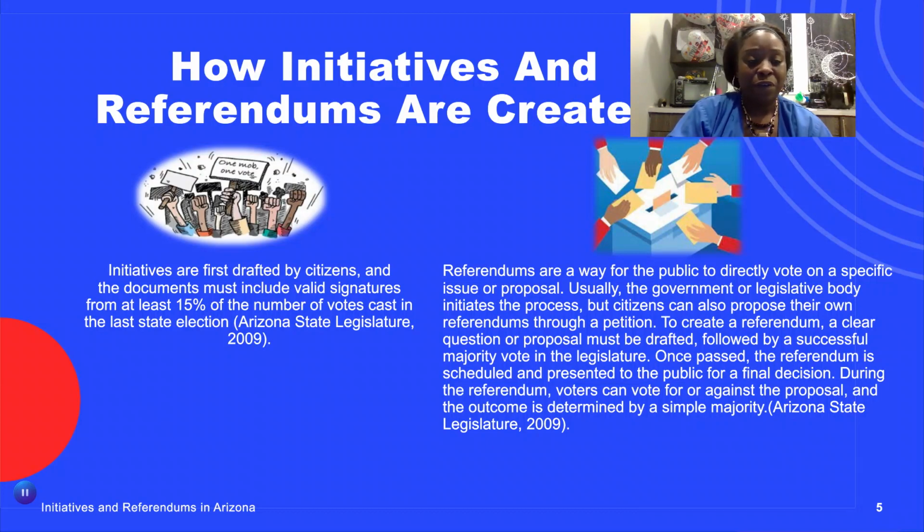To create a referendum, a clear question or proposal must be drafted, followed by a successful majority vote in the legislature. Once passed, the referendum is scheduled and presented to the public for a final decision. During the referendum, voters can vote for or against the proposal, and the outcome is determined by simple majority rules.